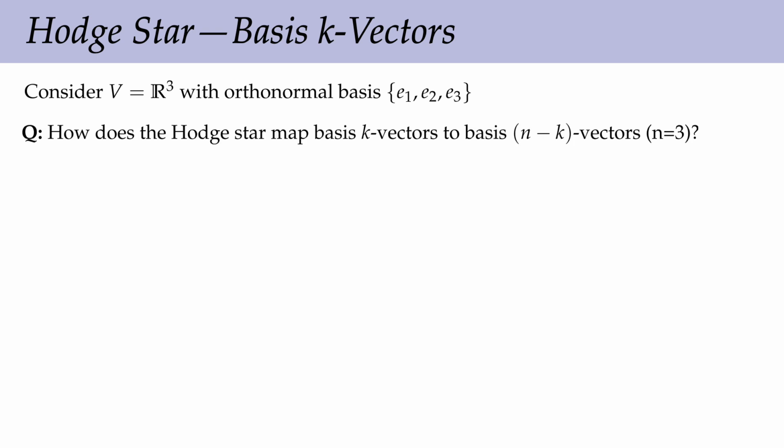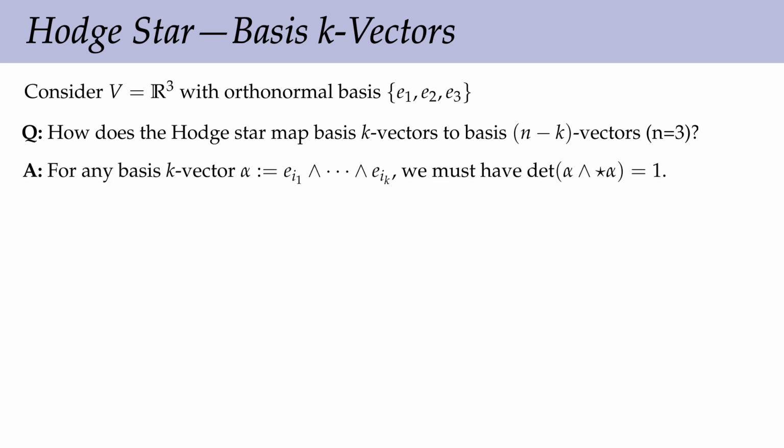We can use these basis k vectors now to get a more precise understanding of some of the objects we've introduced, like the Hodge star. So for instance, let's consider a 3-dimensional vector space with basis E1, E2, E3. How does the Hodge star act on basis k vectors? If we can understand what the Hodge star does to basis vectors, we can basically understand what they do to all vectors.